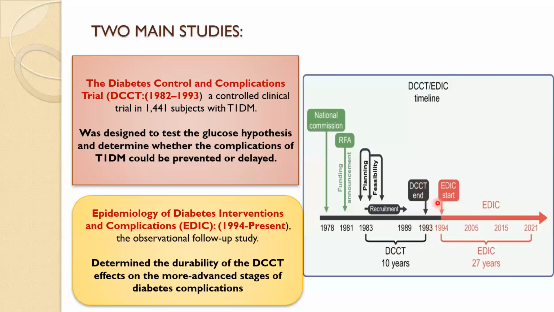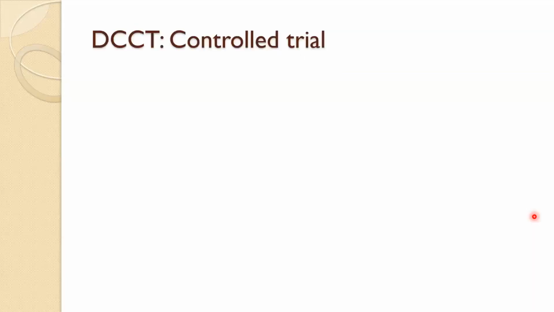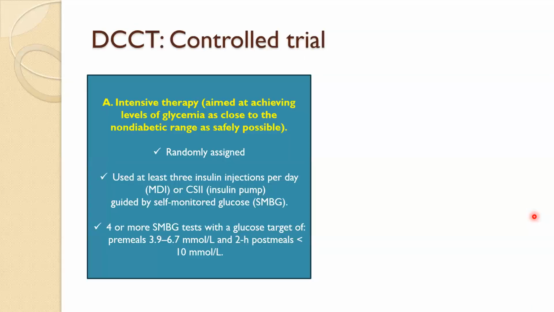And then the Epidemiology of Diabetes Interventions and Complications (EDIC) study kicks off, up to where we are. It's been running for over 27 years. So how was the DCCT controlled trial designed? It had two main groups. One group was given intensive therapy, and another group conventional therapy.